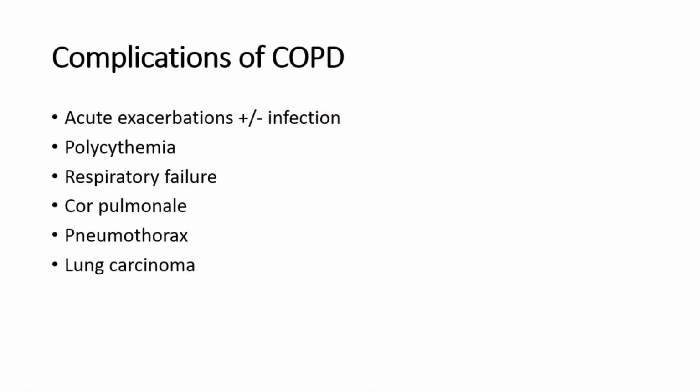COPD is a very severe progressive disease, and here is the list of complications that could occur. So COPD patients might have acute exacerbations of COPD due to infection, can have polycythemia, respiratory failure, cor pulmonale, pneumothorax, and might also progress to lung cancer.